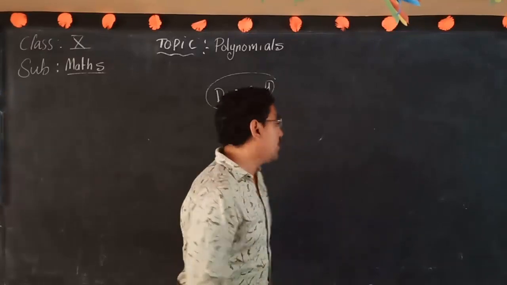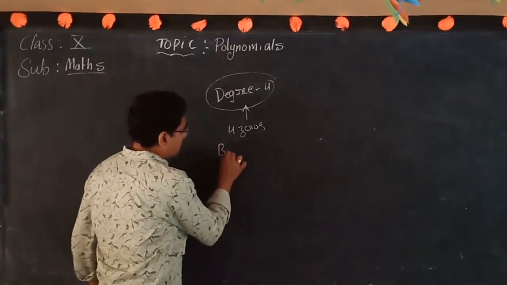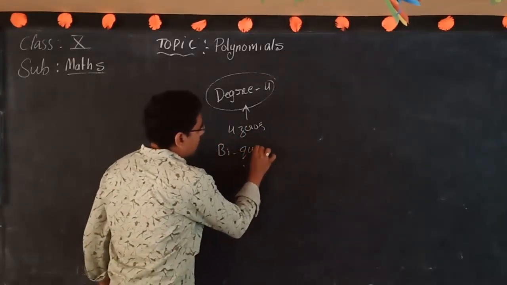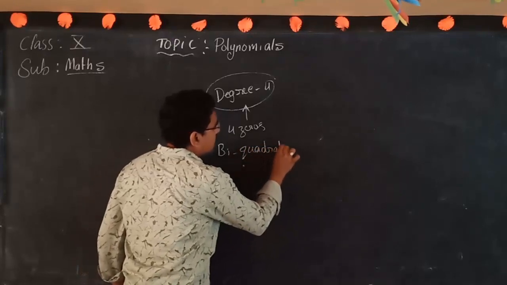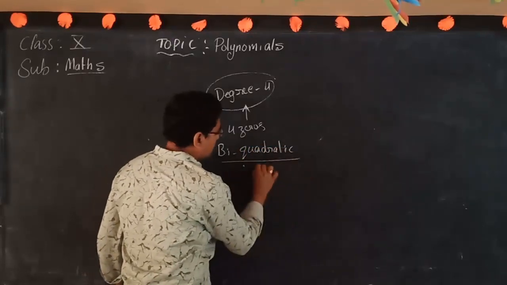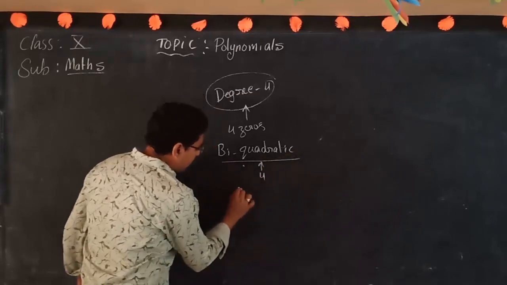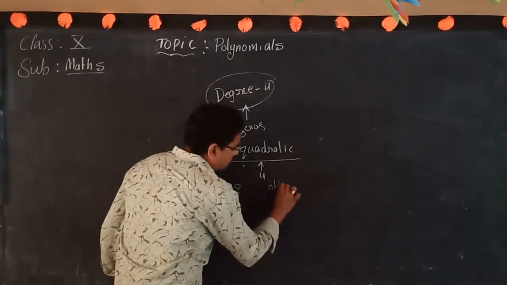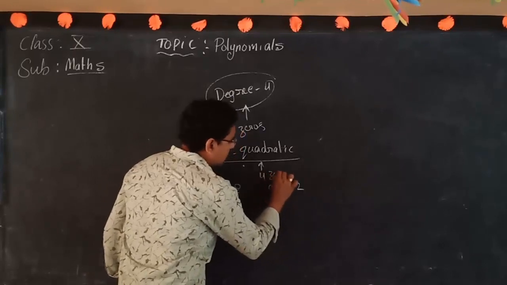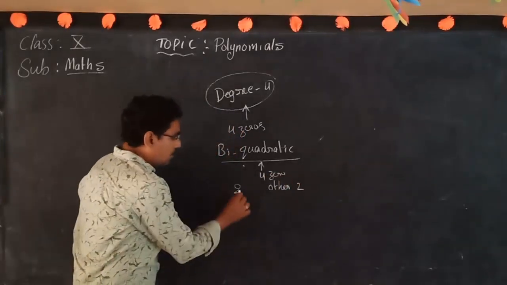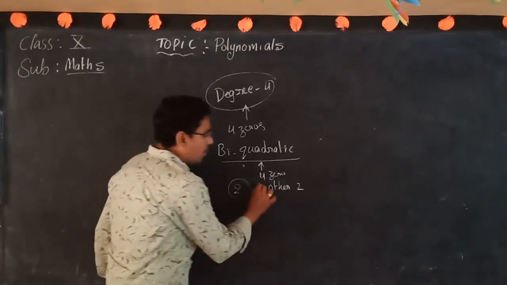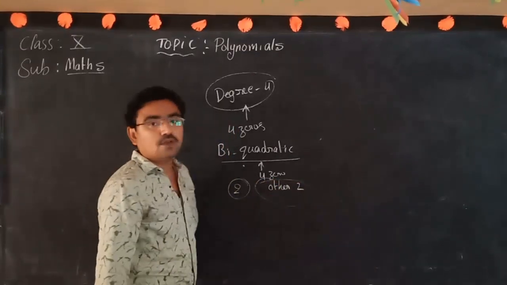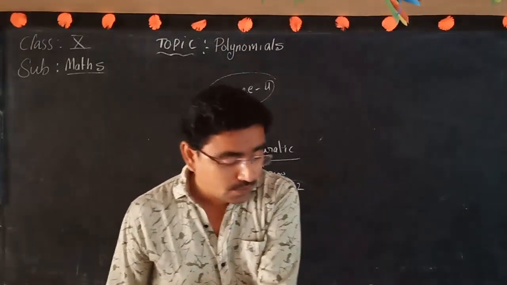So for the biquadratic polynomial, how many zeros does it have? 4 zeros actually. If 2 zeros are given, how can I identify the other 2 zeros? We have 4 zeros, and at the time I am giving 2 zeros. So how will we get the other 2 zeros? Okay, see the problem.